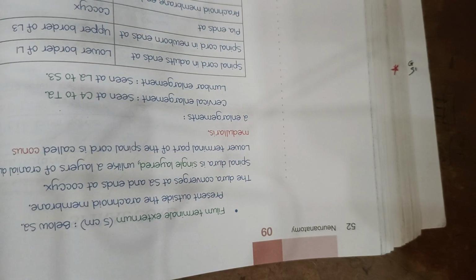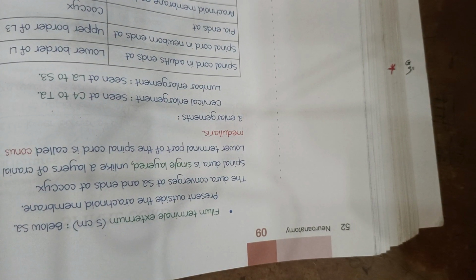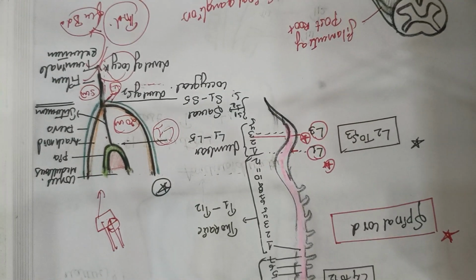Now the next point written here: it is present outside the arachnoid membrane. The dura converges at S2, ends at coccyx. The spinal dura is single layer, unlike the two layers of cranial dura. And we should also understand that the lower terminal part of the spinal cord is called conus medullaris. So let us understand here.